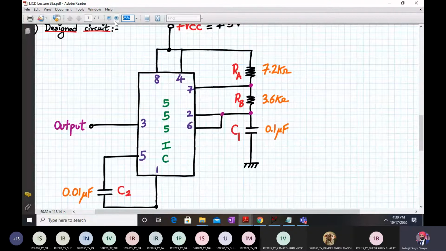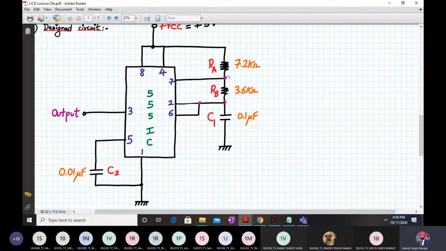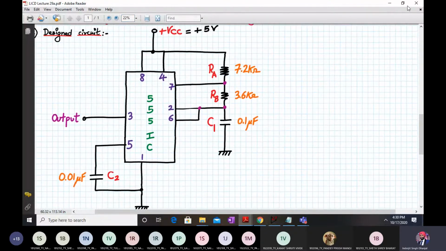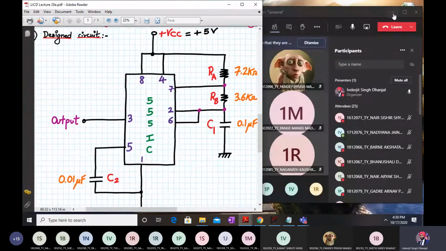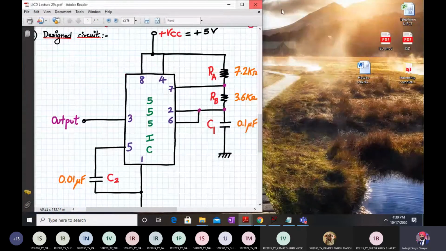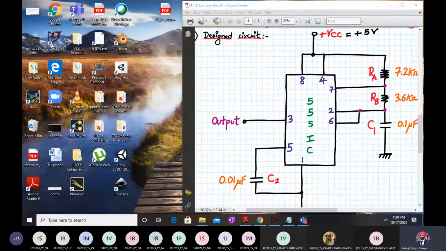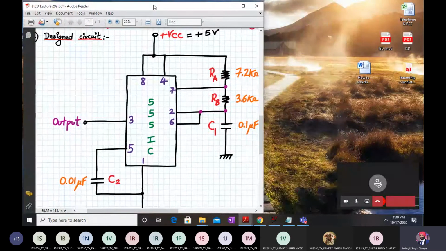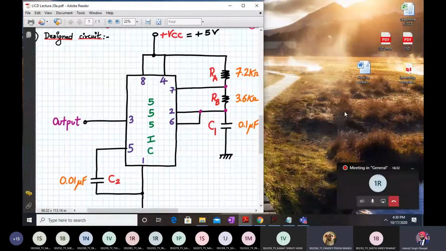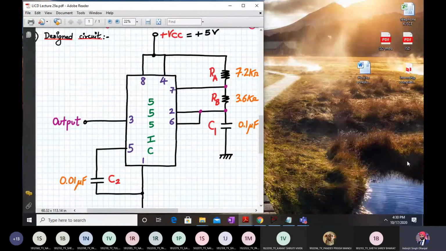Now I will simulate this as usual in LT-Spice and check the answers. By the way, this is your last experiment in your LICD, the 555 timer. Has anyone completed it? Any one of the batches? Just for curiosity, I want to know. Or not started yet? No, sir, not yet. Okay.